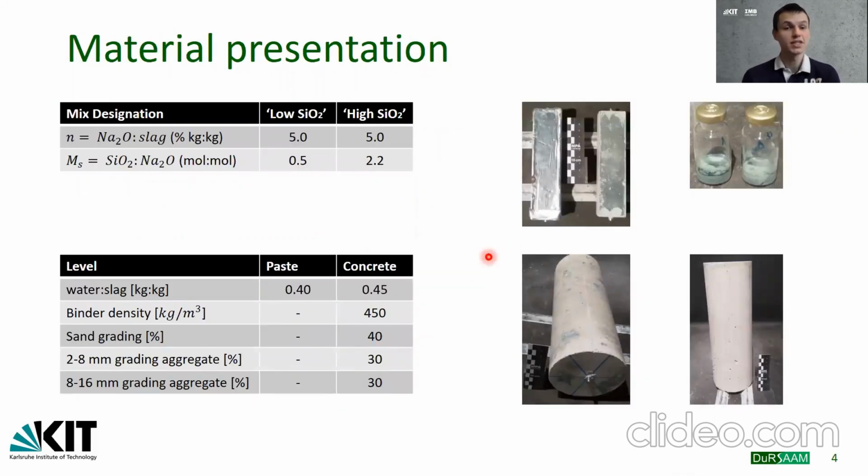In the experiments that I did, I used only one type of slag with two types of alkali-activated solutions, which are necessary to have a proper reaction. The difference between these two solutions is the molar ratio between the SiO2 and Na2O content. One solution has a pretty low SiO2 content of 0.5, and the other one a pretty high, 2.2. Depending on the property I was looking at, I worked on a paste level or on a concrete level.